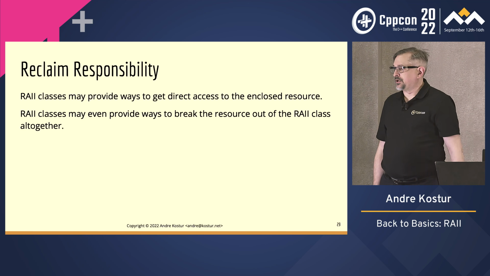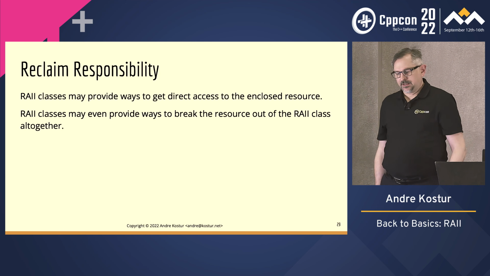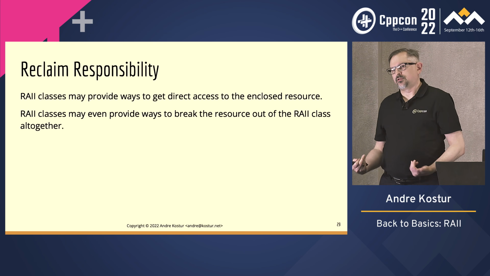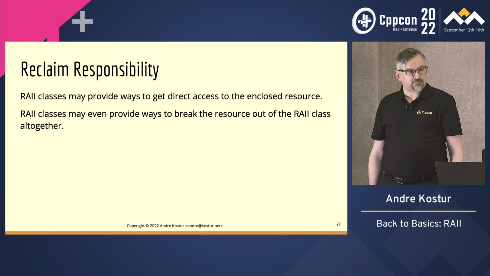And then, as mentioned about breaking the resource out, there may be some cases where you literally are trying to reclaim responsibility for that resource from the RAII object. And note, I do also say some may do it because it's not possible for all resources. With lock_guard, you can't pull the mutex back out of the lock_guard. With shared_ptr, you can't pull the pointer back out of the shared_ptr because it doesn't make sense. Again, lots of details in the shared pointer talk two sessions ago.